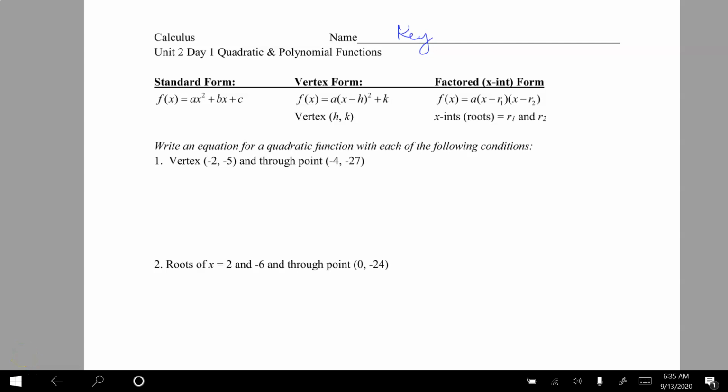Hello class, we are in Unit 2 of Calculus. Day 1 is review of quadratics and polynomial functions. So let's look at quadratics first.